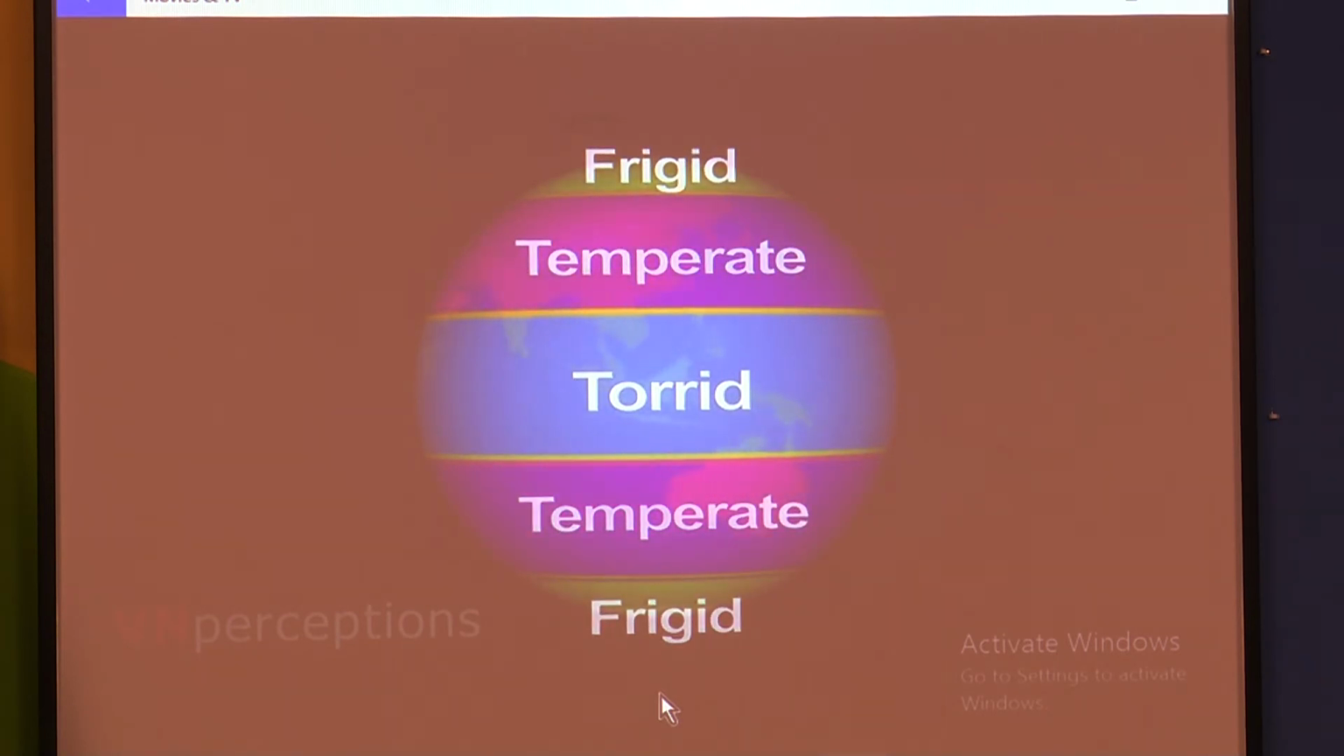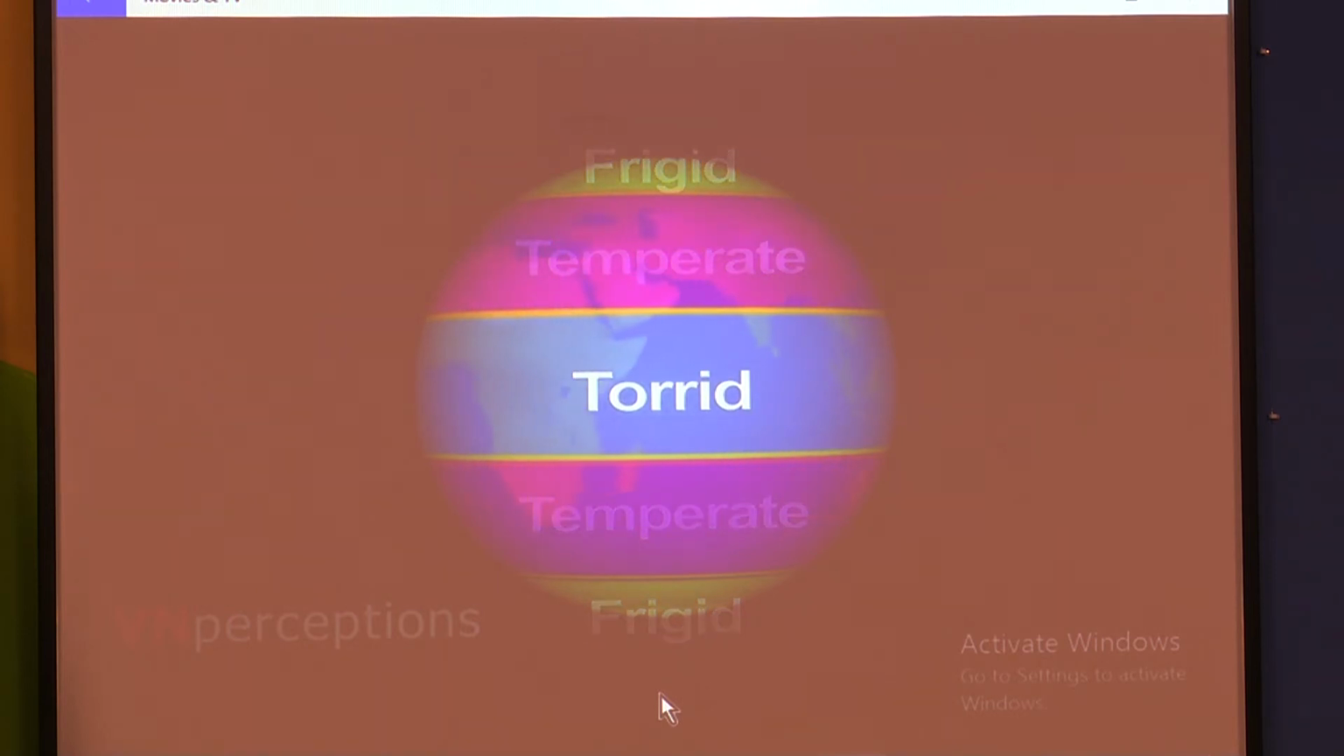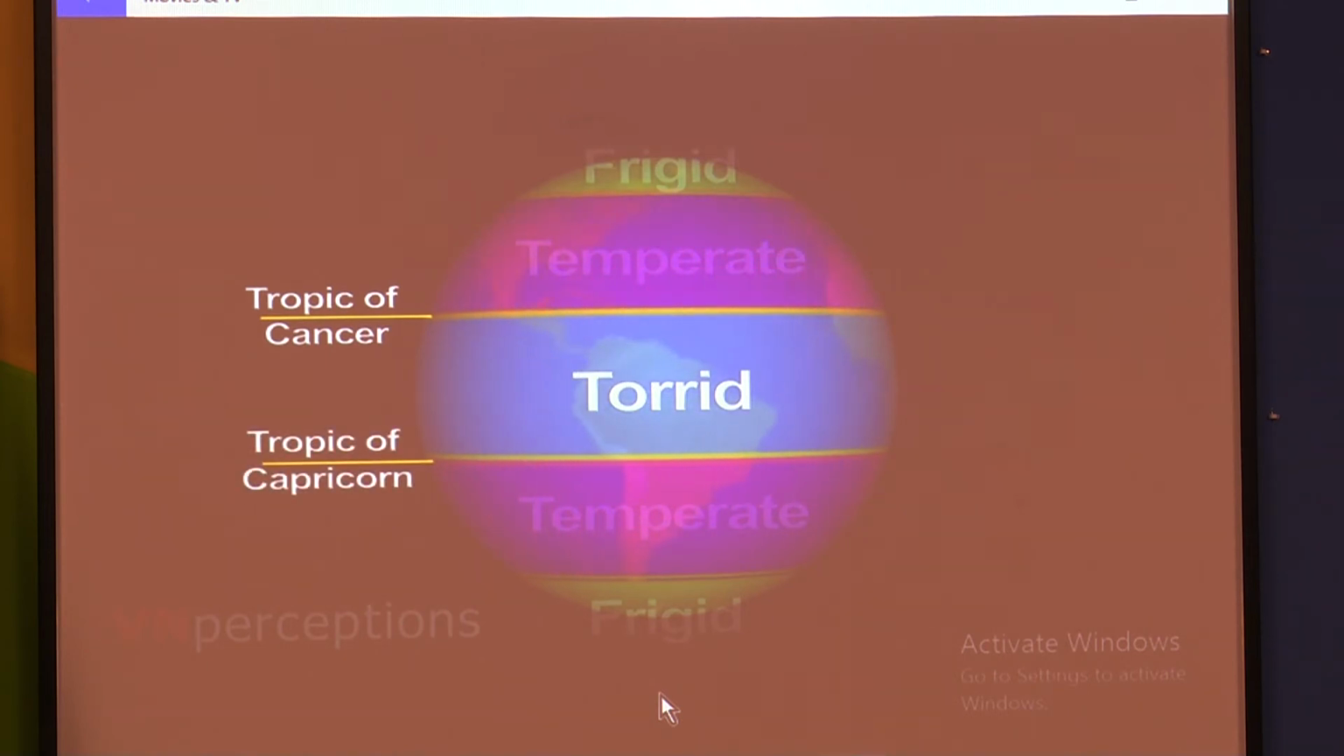The Torrid Zone or the Tropical Zone lies between the Tropic of Cancer and Tropic of Capricorn. Tropic of Cancer is at 23.5 degrees north and Tropic of Capricorn is at 23.5 degrees south. Now, what is the importance of this Torrid Zone? Torrid Zone receives nearly vertical rays of the sun throughout the year, and it receives vertical rays of the sun 2 times in a year. We will understand this better when we learn about revolution of the earth.